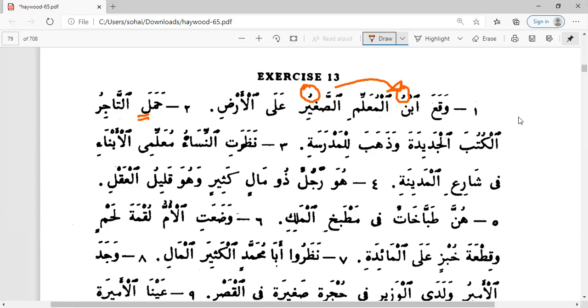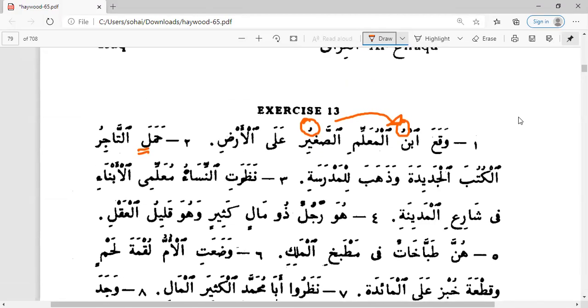So, book of merchant. Tajir. It is not mudaf. Yeah, okay. Book of merchant, al-jadidata, old book? No, jadida means new. Jadid, a new book of the merchant. Okay, let's take it slowly.